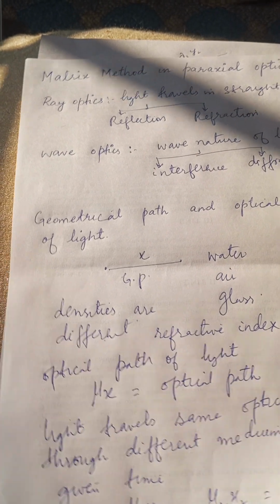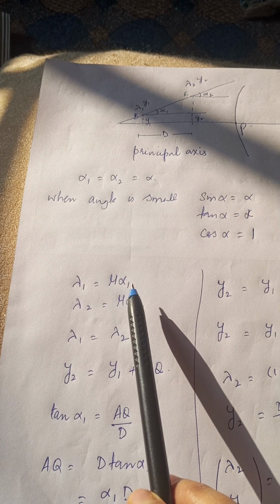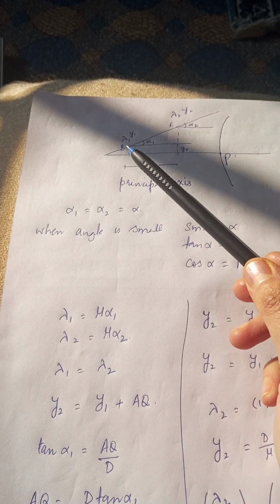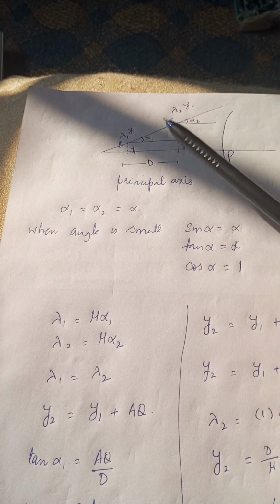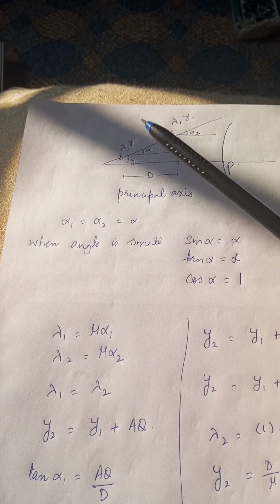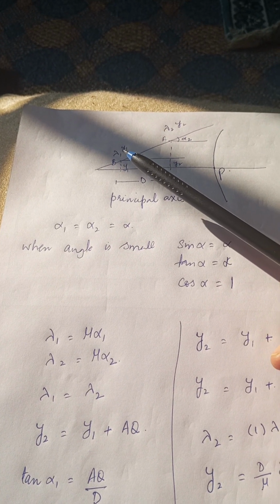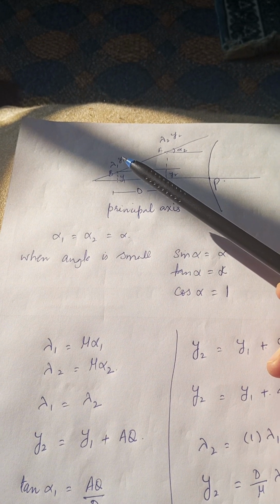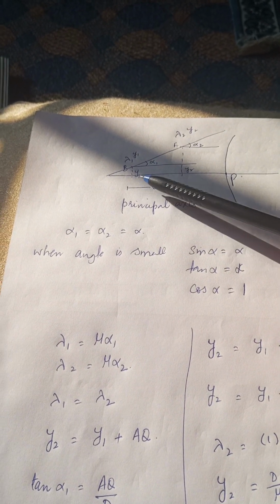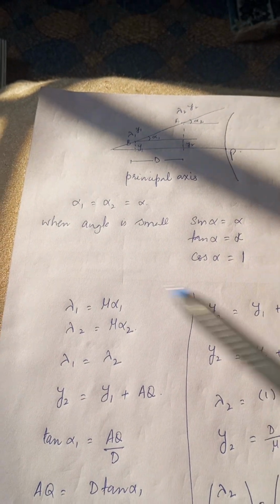By the same logic, we can say that lambda 1 will be mu times alpha 1. Lambda 2 will be mu times alpha 2, right? Because for lambda 1 we are using, basically the coordinates should have been x1 and y1, x2 and y2. But it is preferable to use lambda instead of x for light, because light has a certain wavelength, right? So it is preferable to use lambda instead of x. And then y is the vertical distance from the principal axis. This is y1 and this is y2.